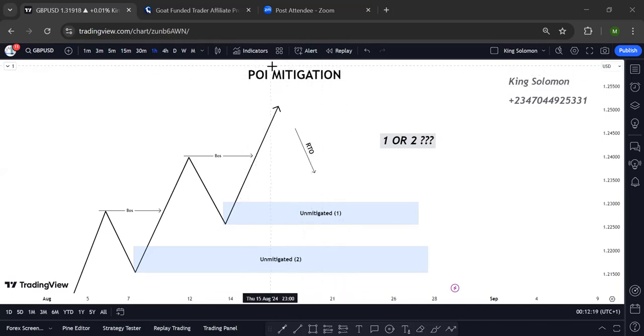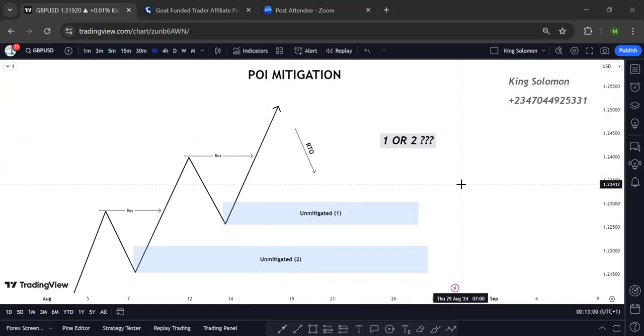In ICT concept, they are known as the point of interest levels, right? The hierarchy of the PD arrays, that's the price delivery arrays. But we'll be looking into demand zone in this video. So demand zones and supply zones are all under order blocks, and these are zones that are characterized by specific details of candlesticks, right?